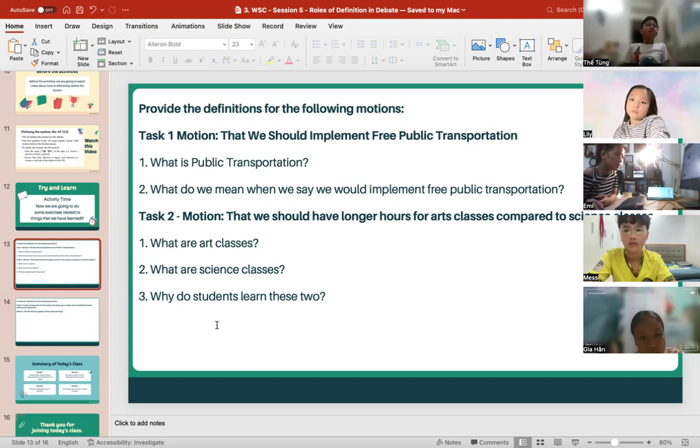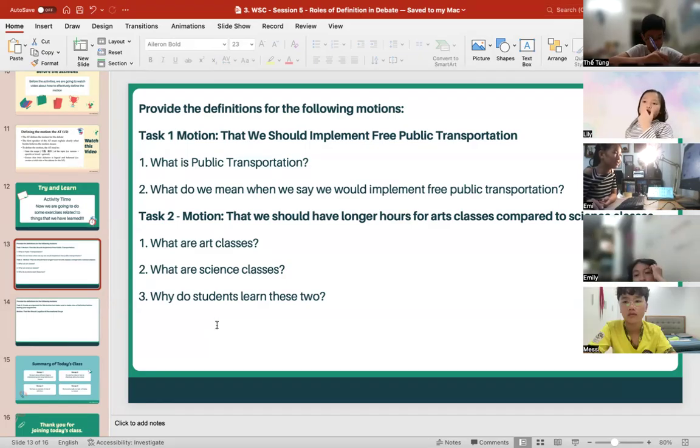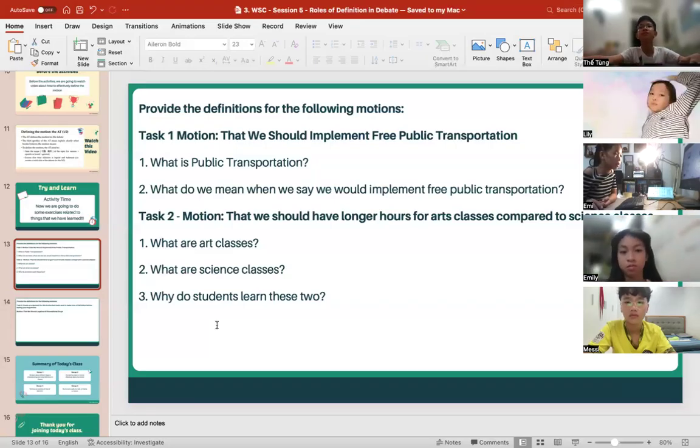Number 3, why do students learn these two? Maybe sometimes for arts, students would learn art because they have a passion for it and they find it relaxing while studying it. And science, yeah, they may have a feeling of liking science classes that they learn these two subjects.